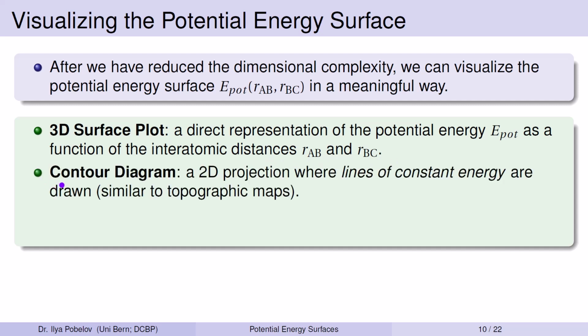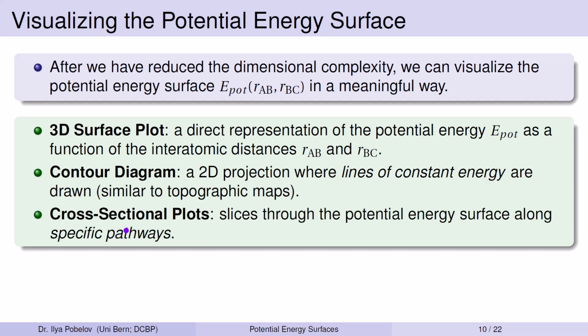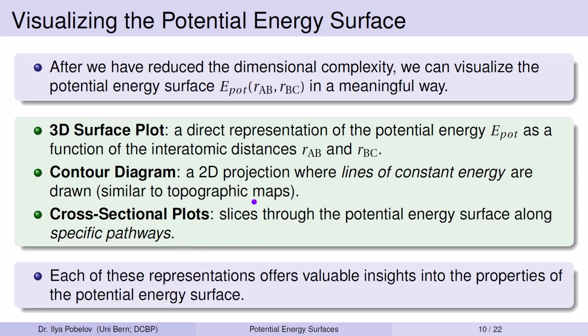A contour diagram is a two-dimensional projection where lines of constant energy are drawn, similar to topographic maps. Cross-sectional plots are slices through the potential energy surface along specific pathways. Each of these representations offers valuable insights into the properties of the potential energy surface.